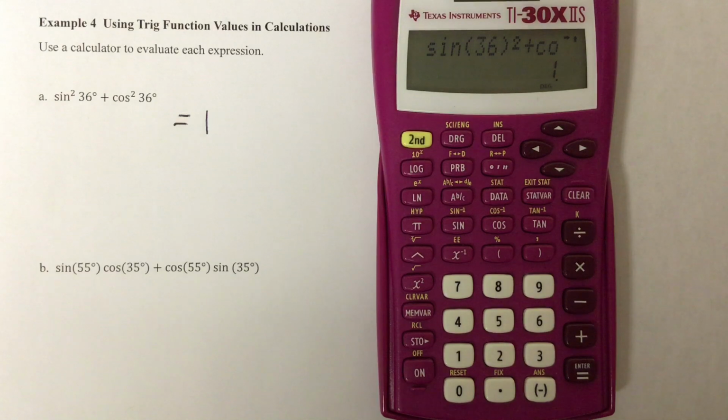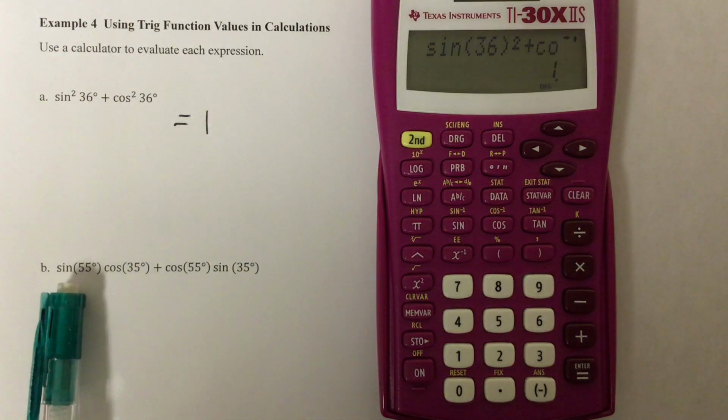And you probably remember from the end of section 1.4 that sine squared of an angle plus cosine squared of that same angle is 1. So it probably doesn't surprise you here that we came out with an answer of 1. And now let's look at part B.